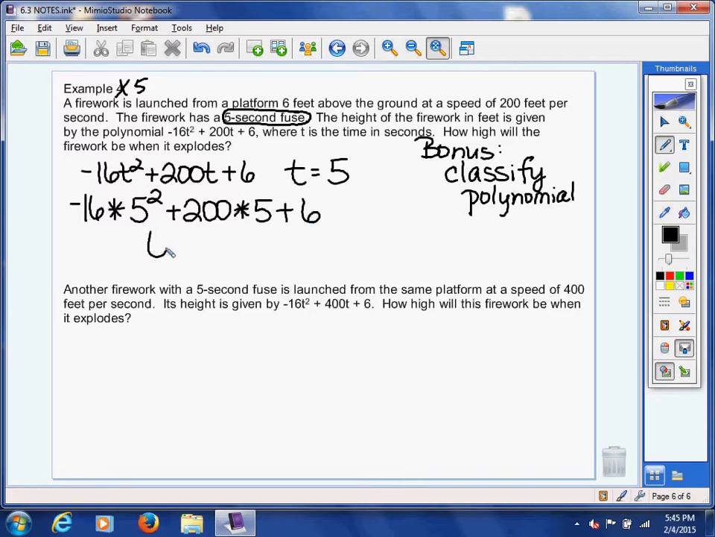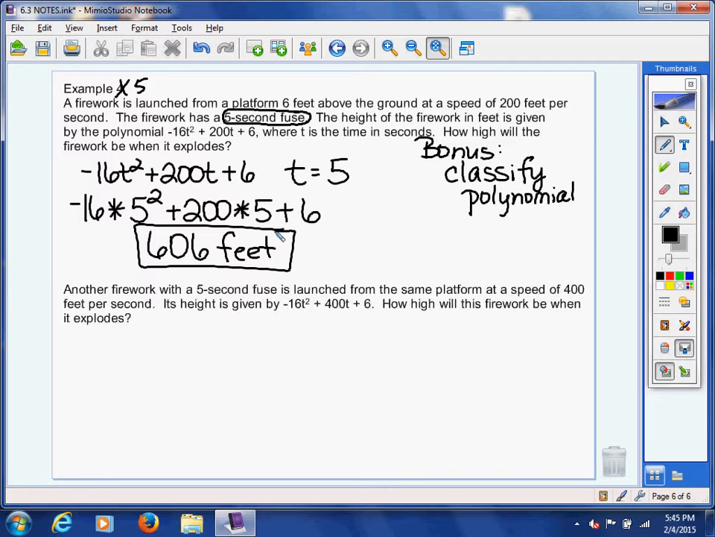Did you get 606? This is how many feet the firework will be off the ground when it finally explodes, okay? So that's the answer to the question. Always go back and make sure you've answered the question. How high, so that's height in feet, how high will the firework be when it explodes? It's going to be 606 feet off the ground, okay?